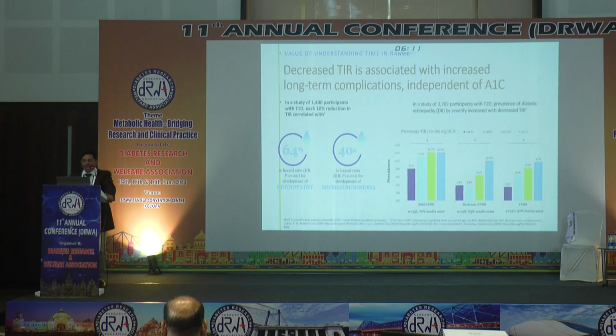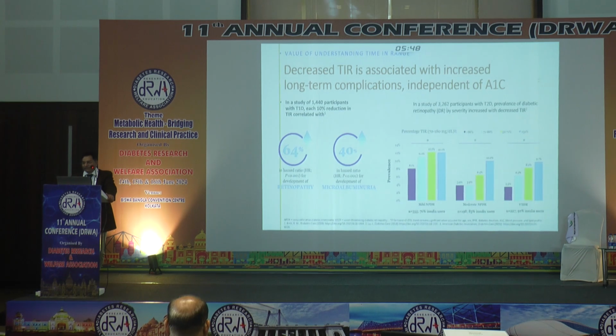Now decreasing TIR is associated with increased long-term complications independent of the HbA1c. This is data from the DCCT trial. This is the extrapolated data which has shown that each 10% reduction in TIR increases the retinopathy risk by around 64% and the risk of deterioration of microalbuminuria by around 40%.